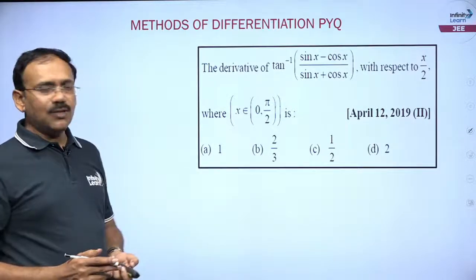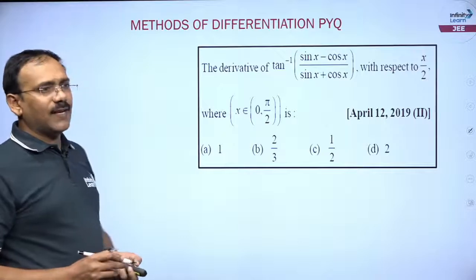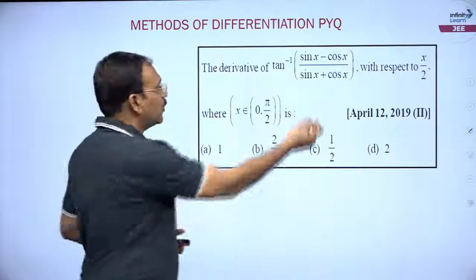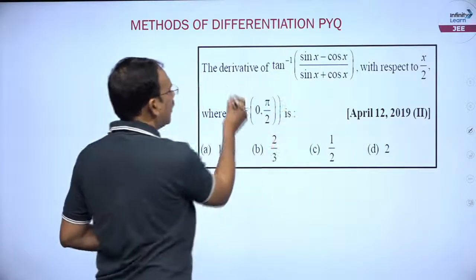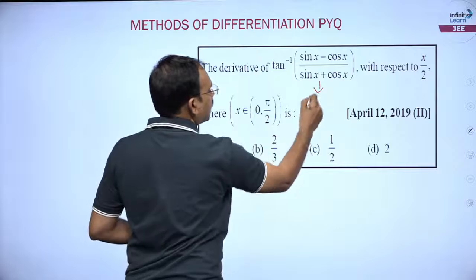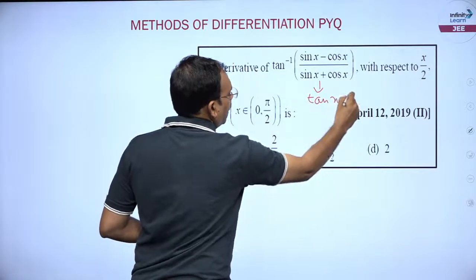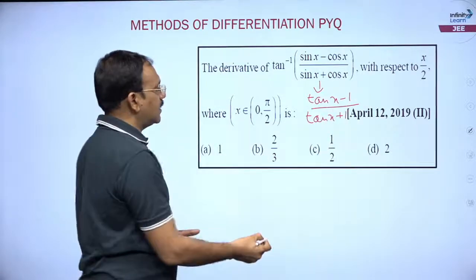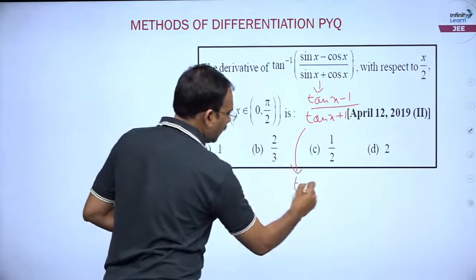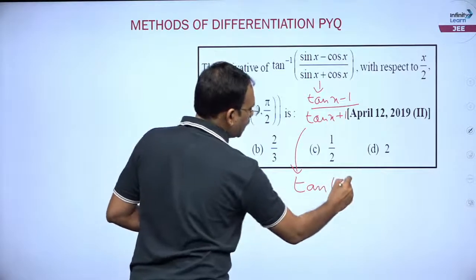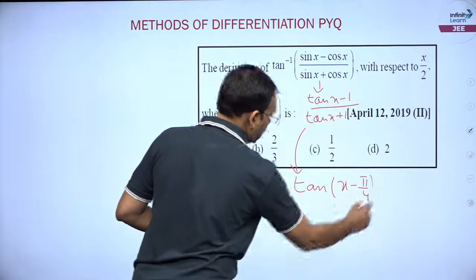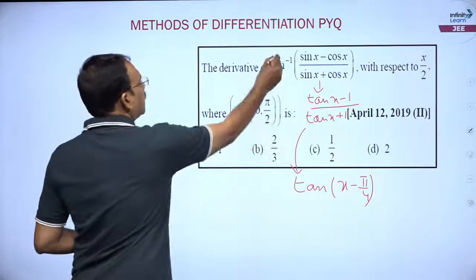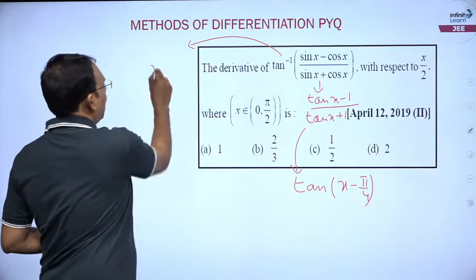This is a simple one you can do. So, tan inverse of sin x minus, tan inverse is there. You can divide the numerator and denominator with cos x, so that this becomes tan x minus 1 by tan x plus 1, which is, I can say, tan of x minus pi by 4. So, tan inverse of tan of x minus pi by 4, this function becomes x minus pi by 4.